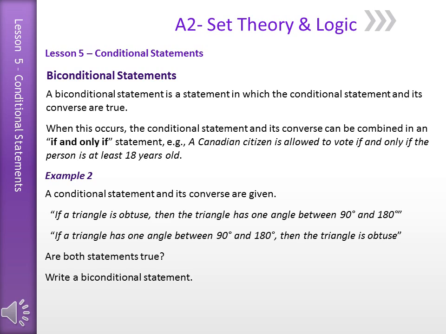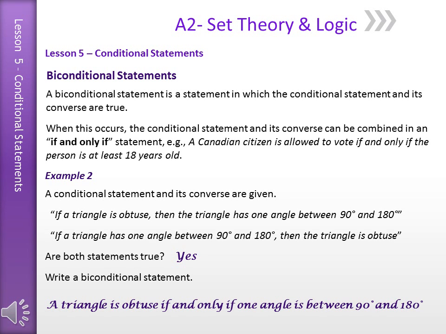A conditional statement and its converse are given. If a triangle is obtuse, then the triangle has one angle between 90 degrees and 180 degrees. And if a triangle has one angle between 90 degrees and 180 degrees, then the triangle is obtuse. Are both of these statements true? Yes, they are. Now we can write a biconditional statement. A triangle is obtuse if and only if one angle is between 90 degrees and 180 degrees.